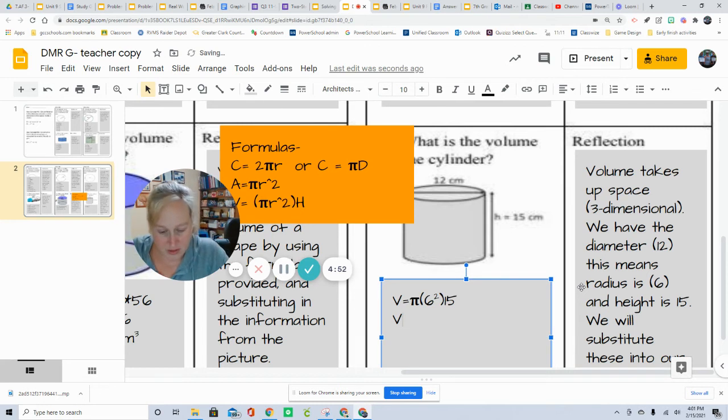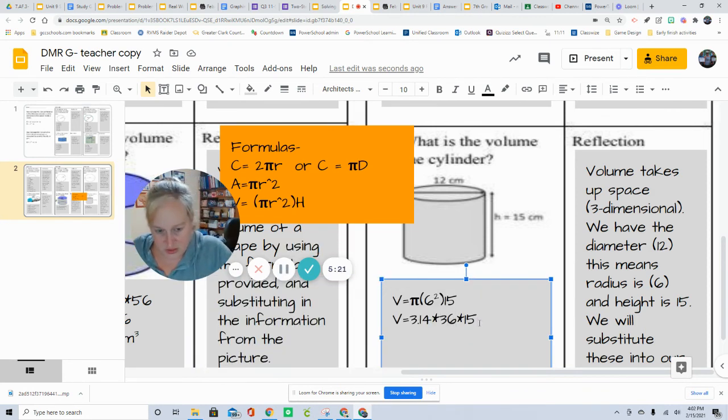So volume equals 3.14 times 36 times 15. I want you to note that I just changed these to what we know. The pi is 3.14. And we changed 6 squared to be what it is, which is 36. And now just like before, I'm going to verify with my calculator.